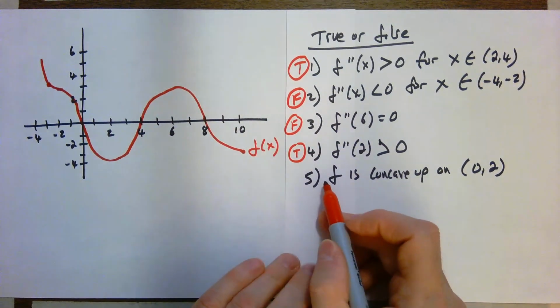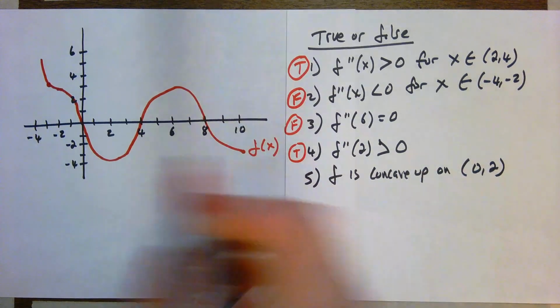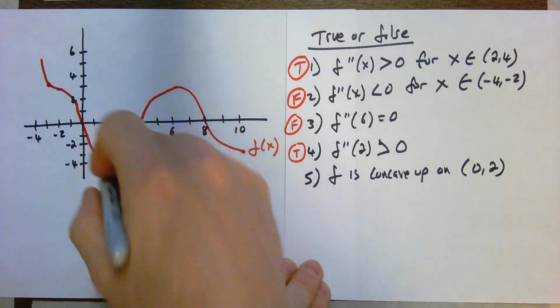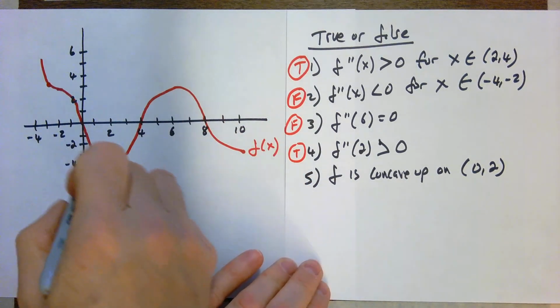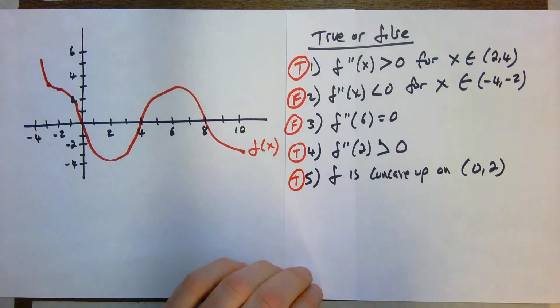And then finally, number 5. F is concave up in the interval from 0 to 2, concave up. And again, if I put all of the tangent lines there, all of the tangent lines would be below, the function lines would be above, so this would be true. There's all my answers.